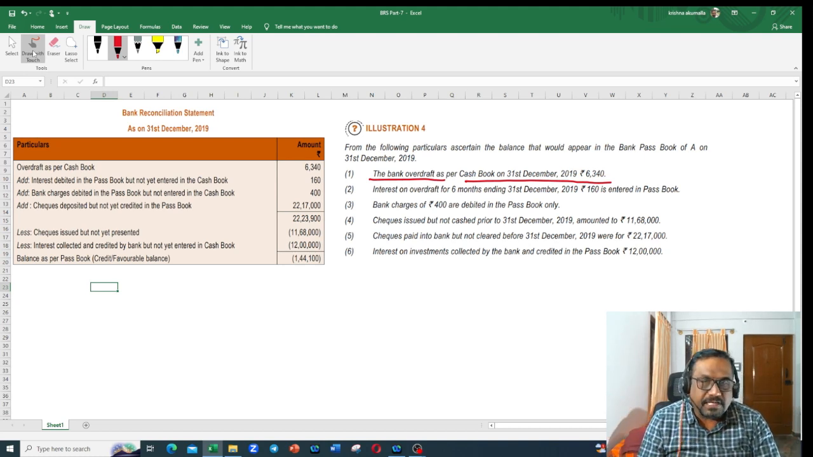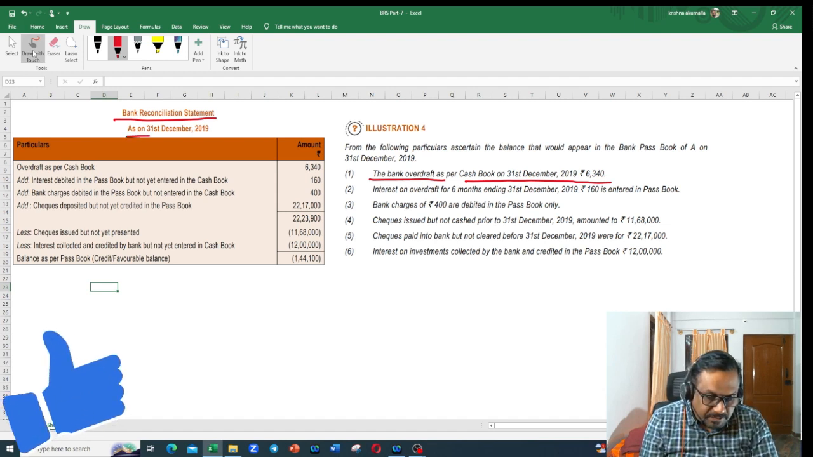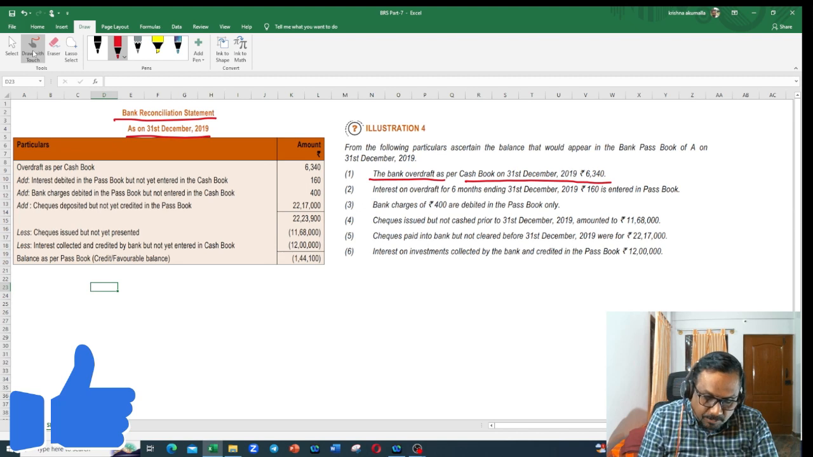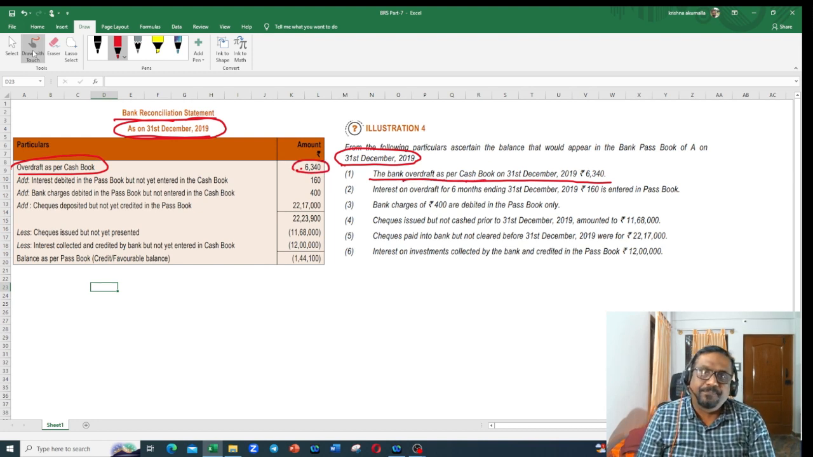When we start preparing reconciliations, we need to put the heading as bank reconciliation statement. These things I have not covered in my previous video. That is the reason I forgot. I'm covering it here. As on 31st December 2019, he is asking us to prepare. So this is called the reconciliation date. This I already explained. We are writing it as overdraft as per cash book balance 6,340. This is what they have given. Clear so far?